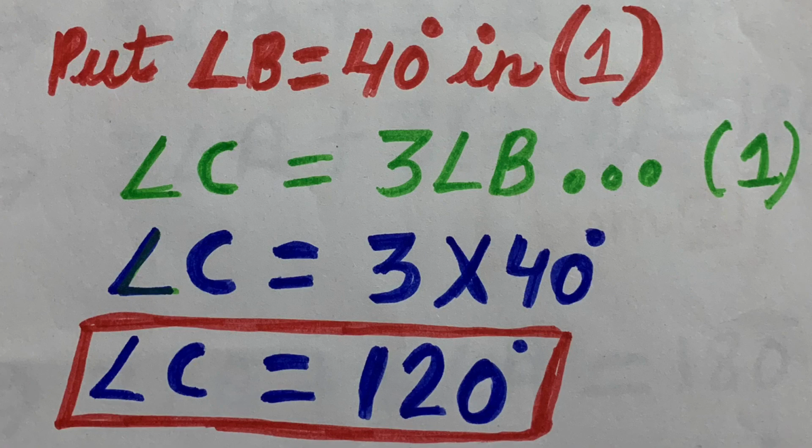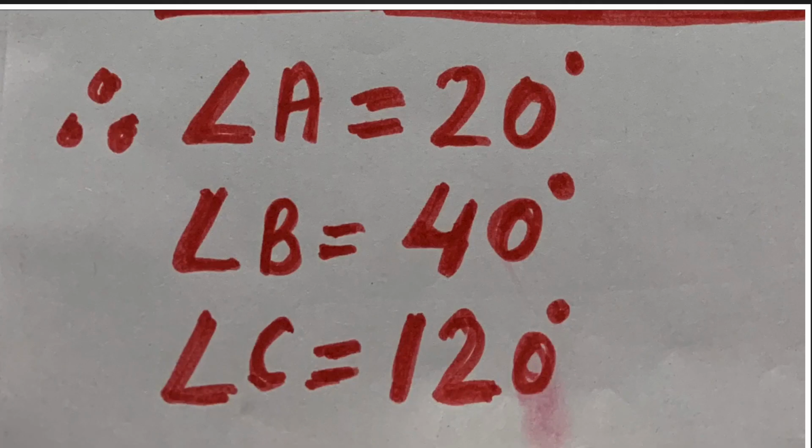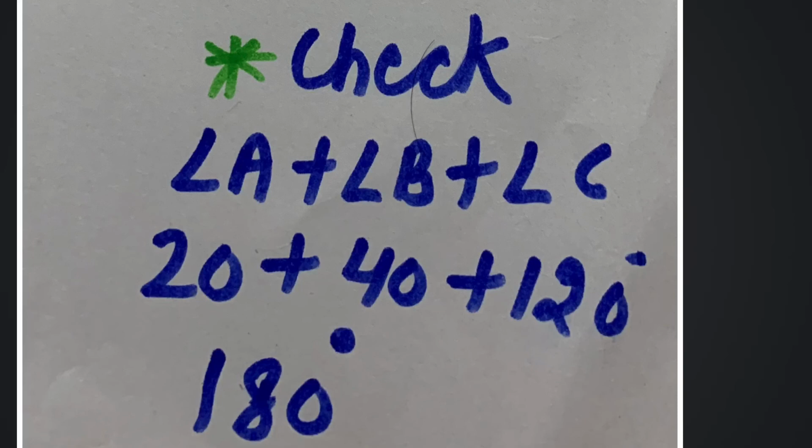So students, I have found all the values. Angle A is equal to 20 degrees, angle B is equal to 40 degrees and angle C is equal to 120 degrees. I can check: I will add the values of all these angles. 20 plus 40 plus 120 degrees, the answer is 180 degrees. So our solution is absolutely correct.